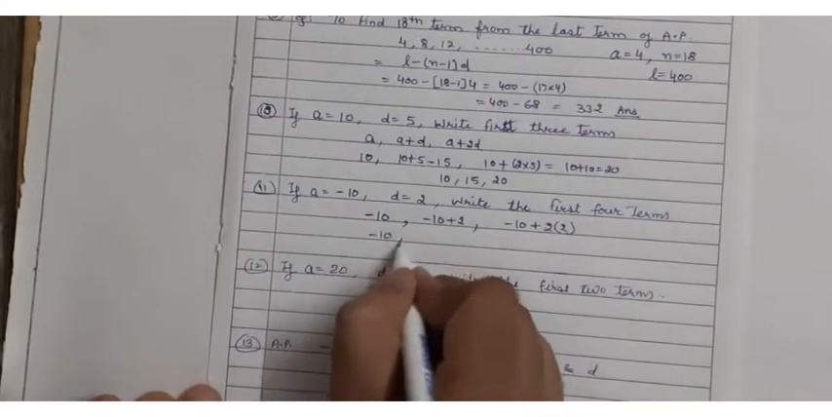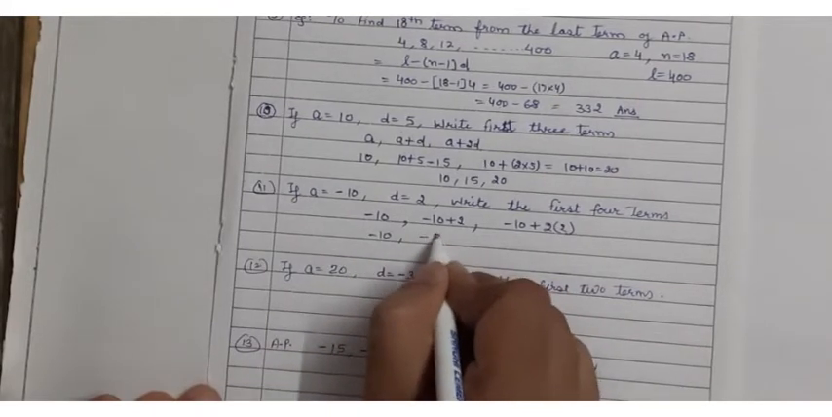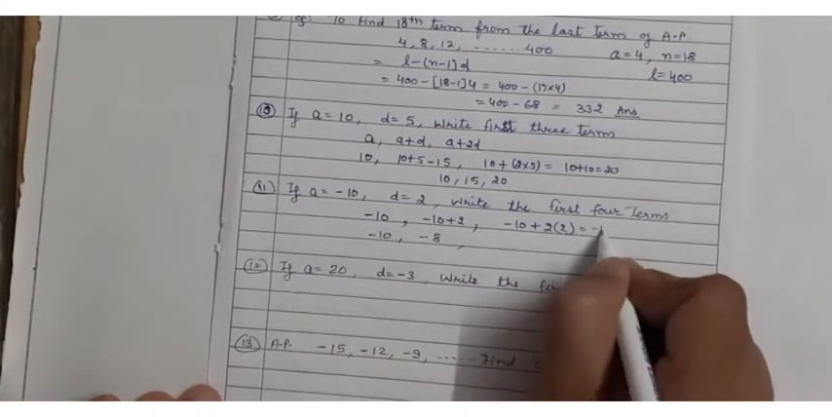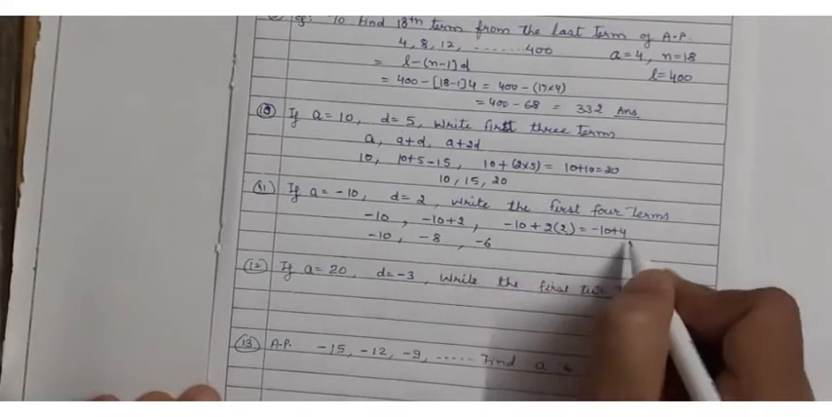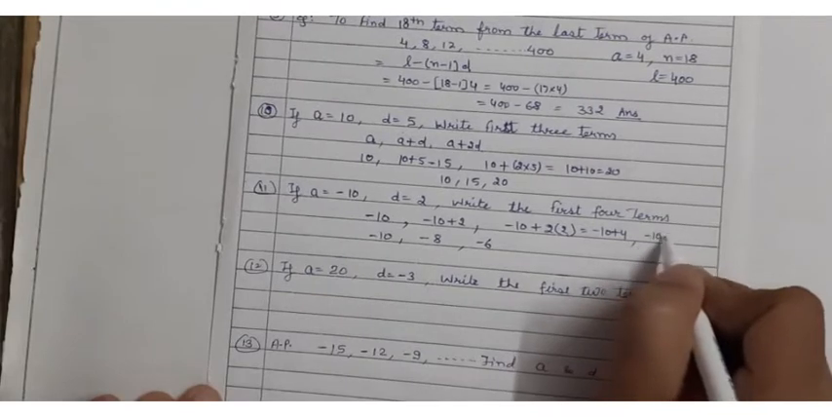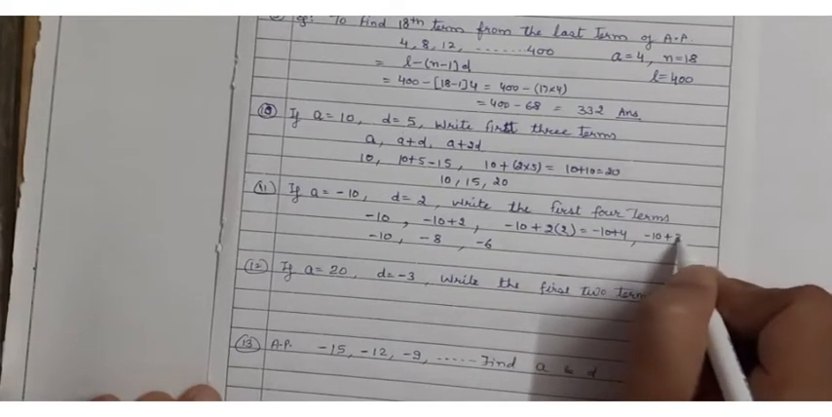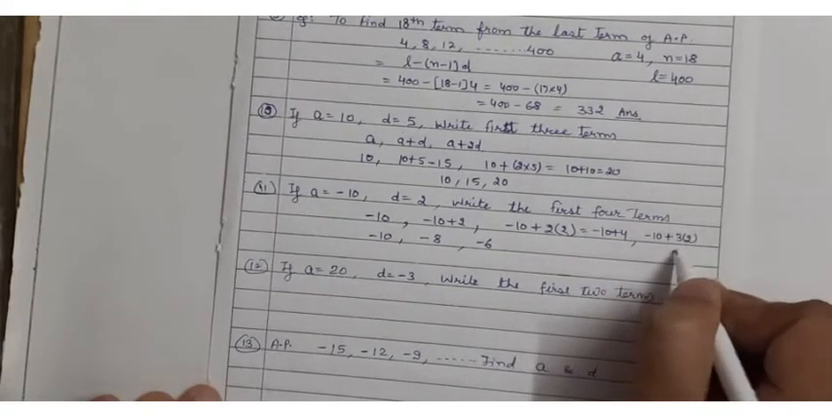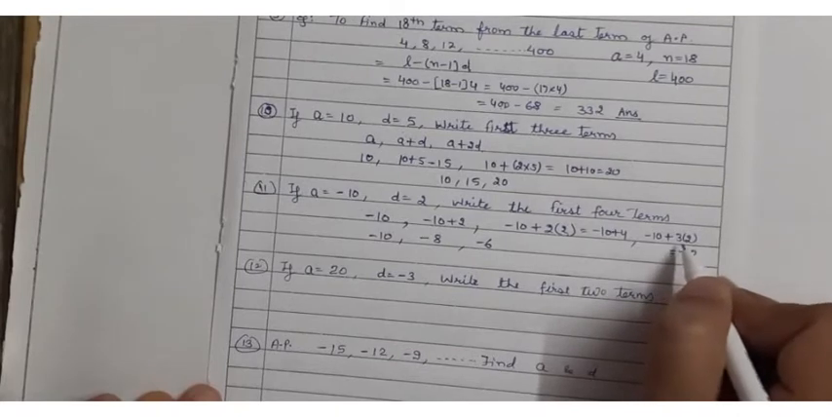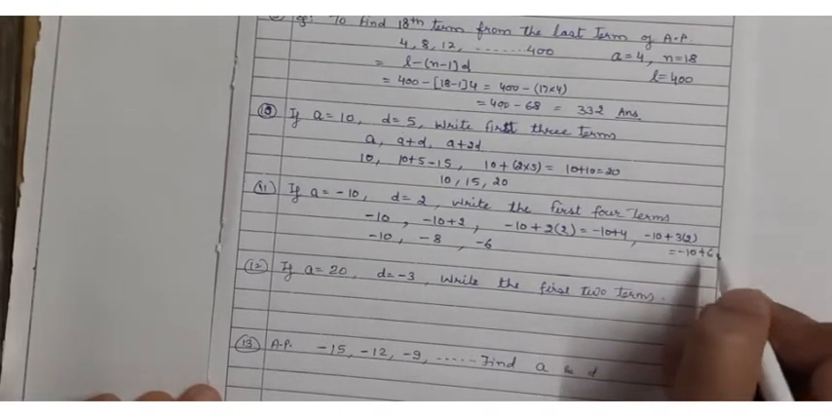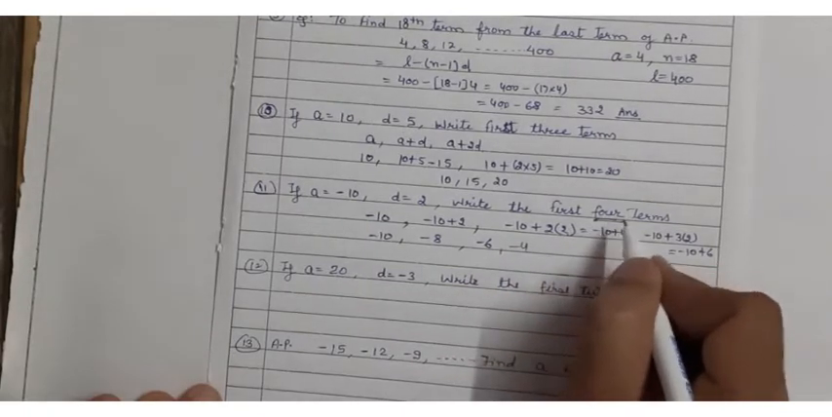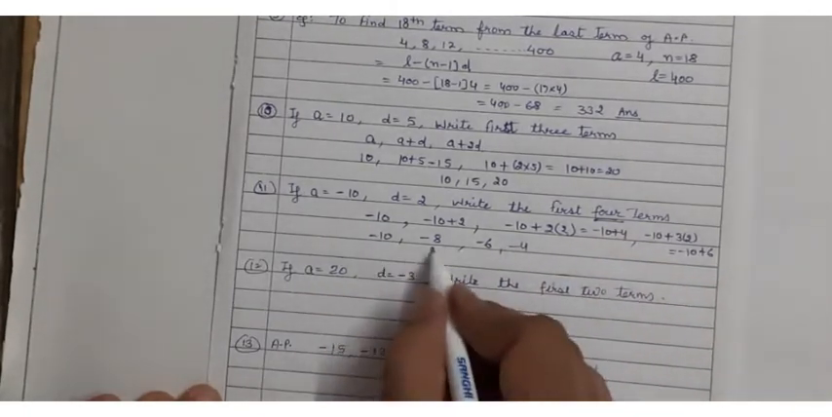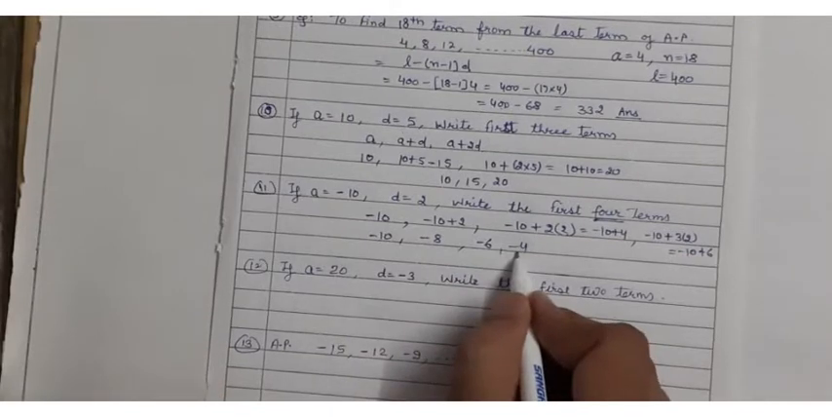So minus 10 plus 2 is minus 8. And here minus 10 plus 4. This will be your minus 6. And one more is minus 10 plus 3D. It means minus 10 plus 6. This will be minus 4. Now we got 4 terms here: minus 10, minus 8, minus 6 and minus 4.